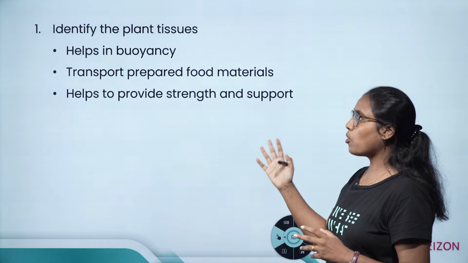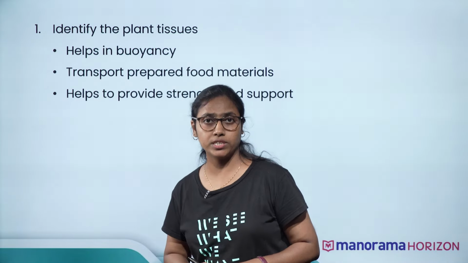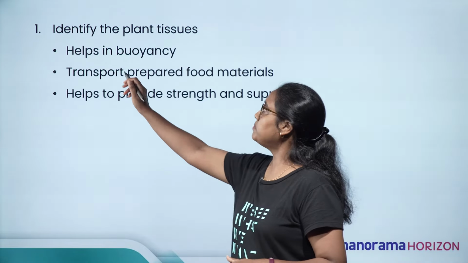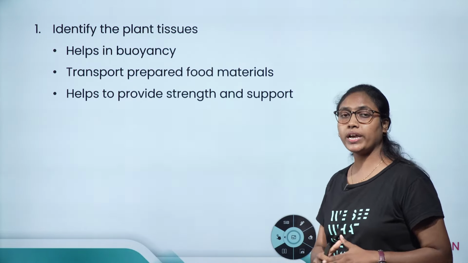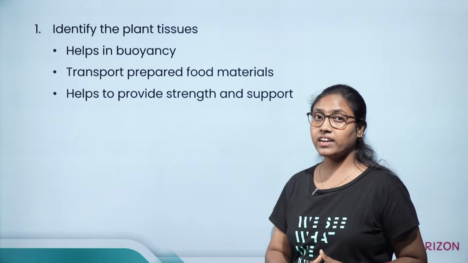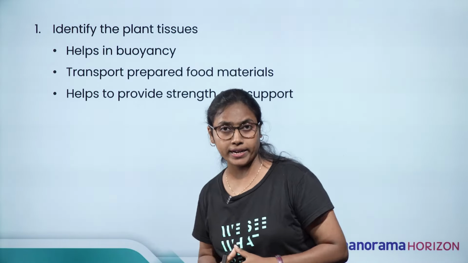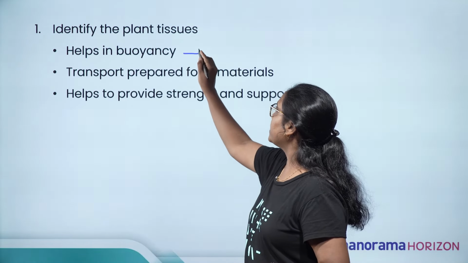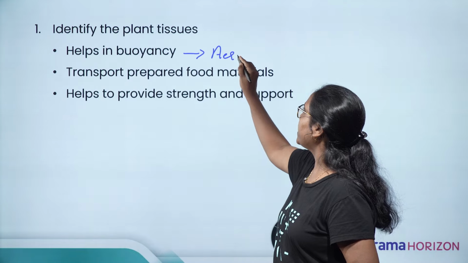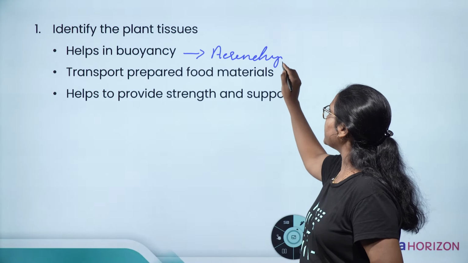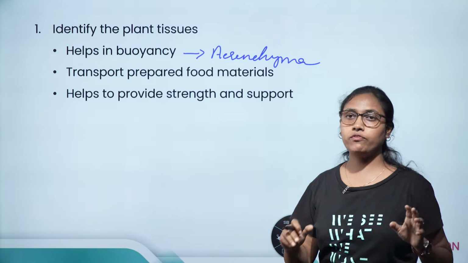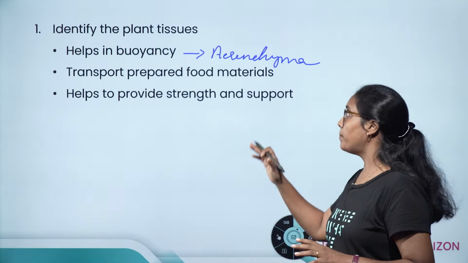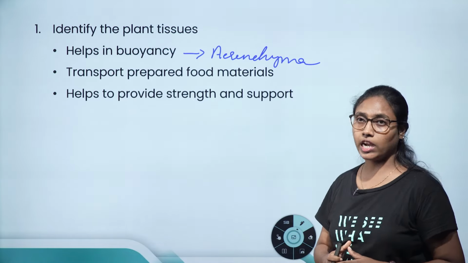Their function or some characteristic of the tissue is given and we have to identify which tissue they are talking about. Helps in buoyancy. So which tissue helps in buoyancy? We have seen that there is a special kind of parenchyma which is seen in aquatic plants, and that parenchyma is known as aerenchyma. So it's a type of parenchyma because they have air spaces in between them, hence we call this parenchyma aerenchyma.